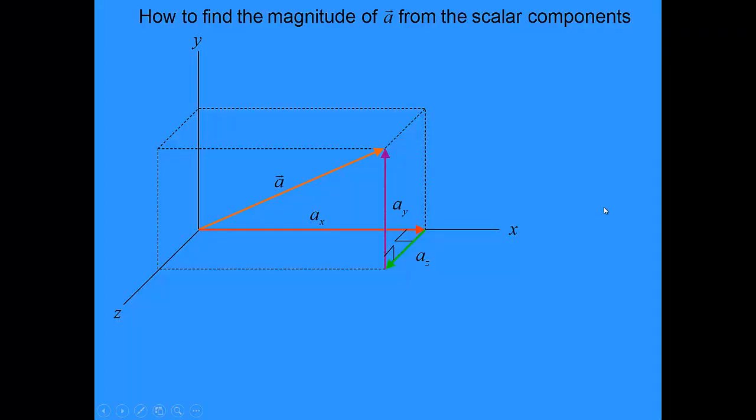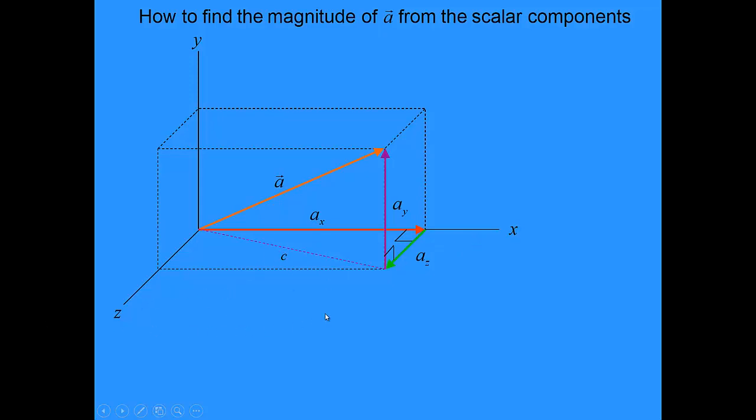Now, in 2 dimensions, we know how to find the magnitude of the vector from the components. Little Pythagorean theorem. How do we do that in 3 dimensions? So a little proof here for you. Consider the vector A. The projection of A onto the xz plane would look like that. I'm going to call that little c for now. Little c is the projection of vector A onto the xz plane.